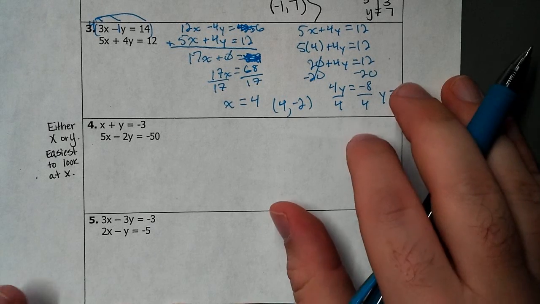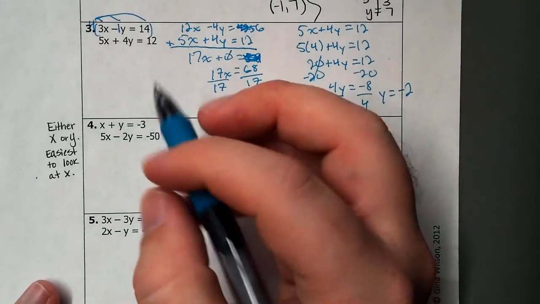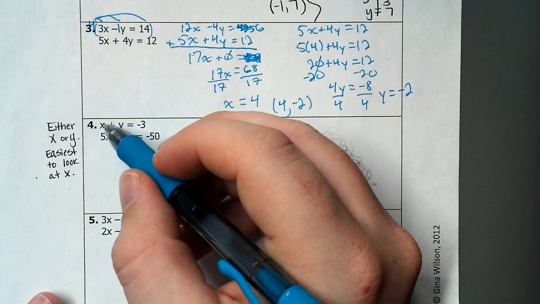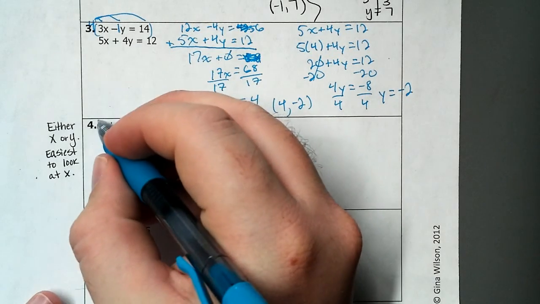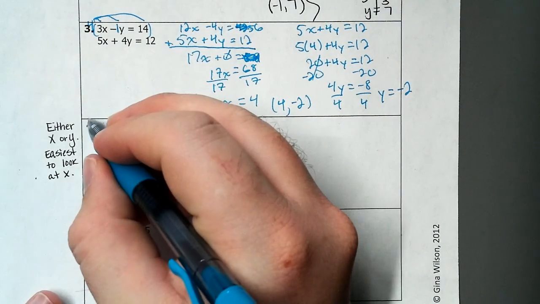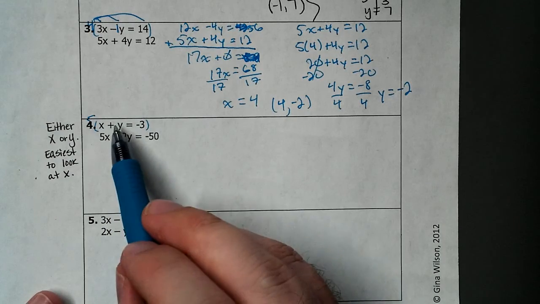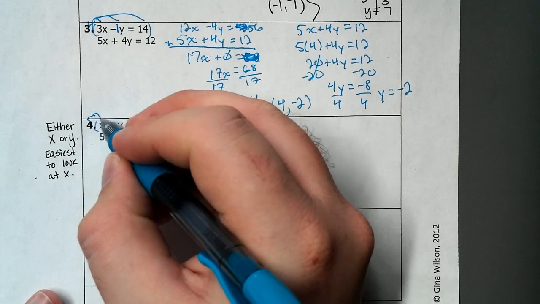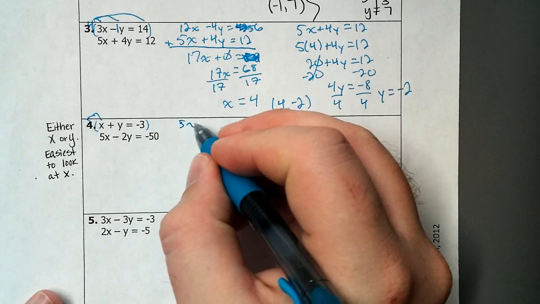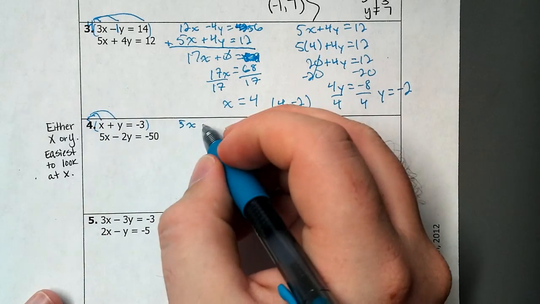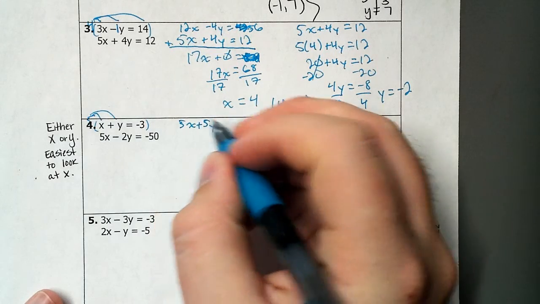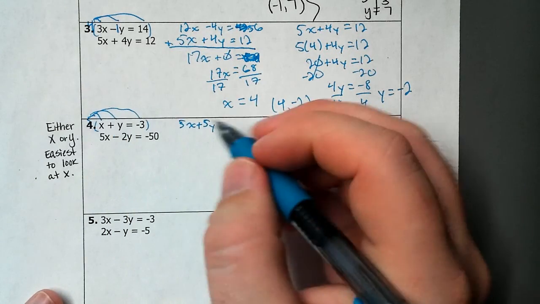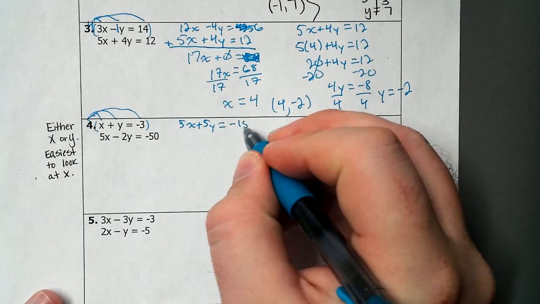Okay, I hope you've had time to work it out. Now, what I'm going to do, since 5x is positive, I'm going to go ahead and just multiply all this by 5. I'm picking x as the one I want to eliminate. So 5 times x will be 5x. 5 times y will be 5y. Sorry, 5x plus 5y. And then 5 times negative 3 will be negative 15.